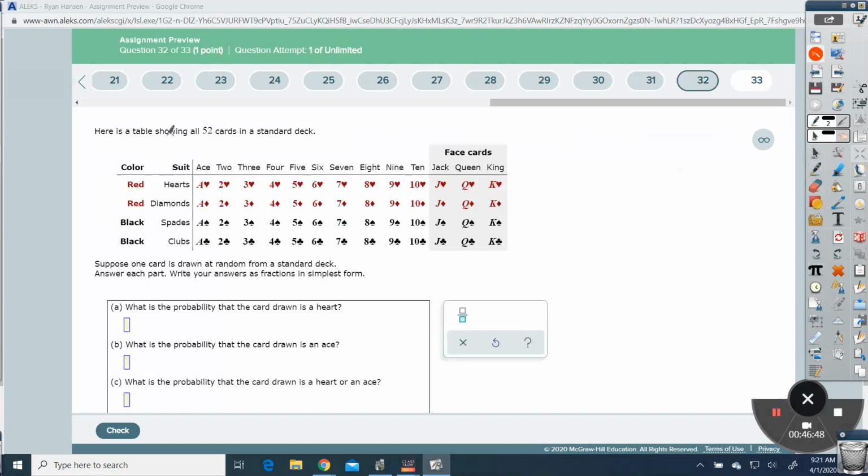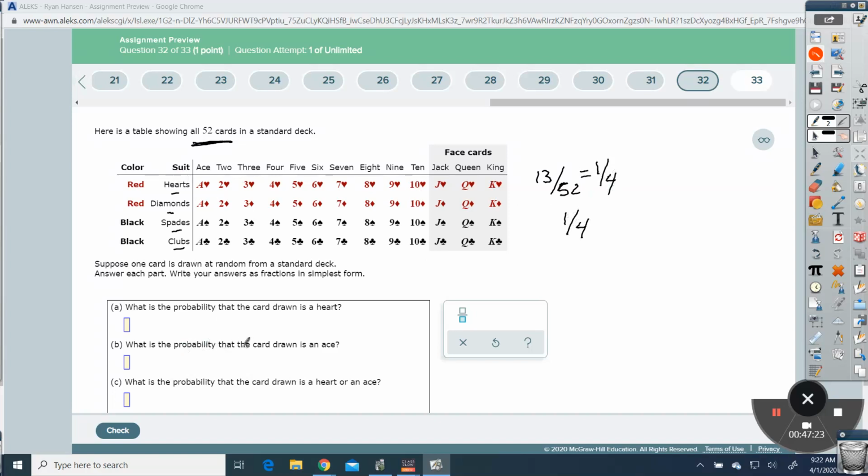So this one says, here's a table showing all 52 cards. So there's 52 cards in here. What is the probability the card drawn is a heart? Well, the hearts are this line all the way across here. So there's 1, 2, 3, 4, 5, 6, 7, 8, 9, 10, 11, 12, 13. So 13 out of 52. Or you could look at it this way. 1, 2, 3, 4. How many? There's 4 different suits. One of those is hearts, which is 1/4. And that's what this reduces down to, 1/4 as well.